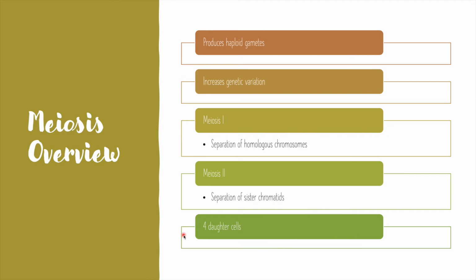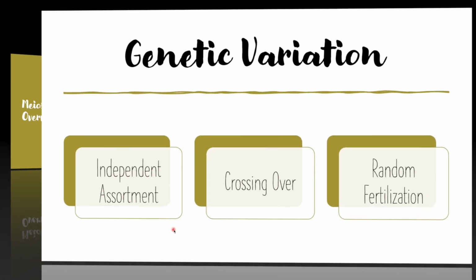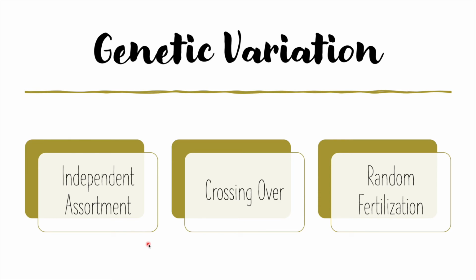In meiosis I, homologous chromosomes are separated, and this is known as reduction division. In meiosis II, sister chromatids are separated, exactly like in mitosis. Genetic variation increases in meiosis and fertilization in 3 different ways.